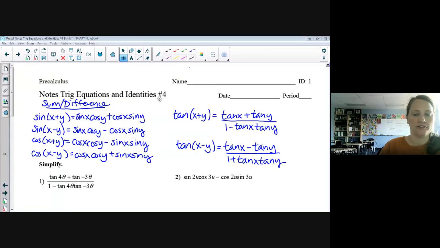These are our sum and our difference identities. I forgot to record while I was writing these down. So if you just need to pause the screen, I'm telling this to the people that are listening on YouTube. If you need to pause the screen, you can pause it and write those down.